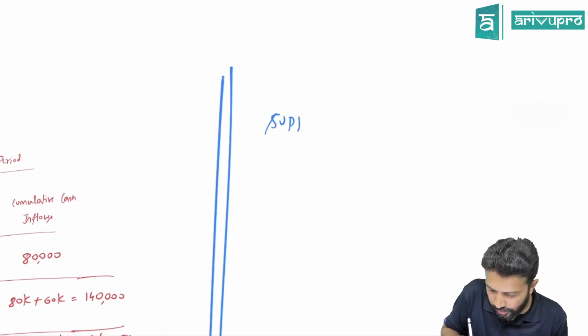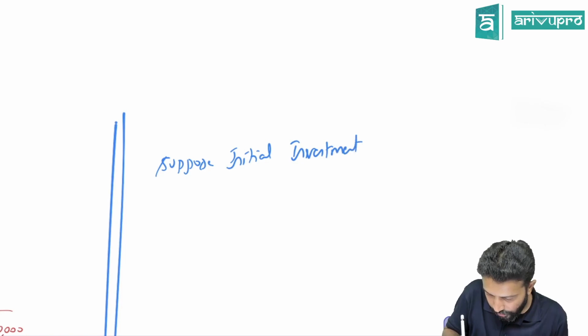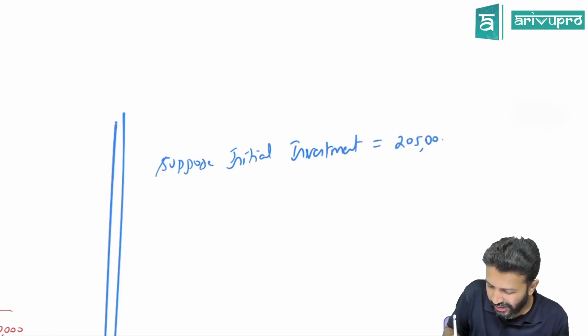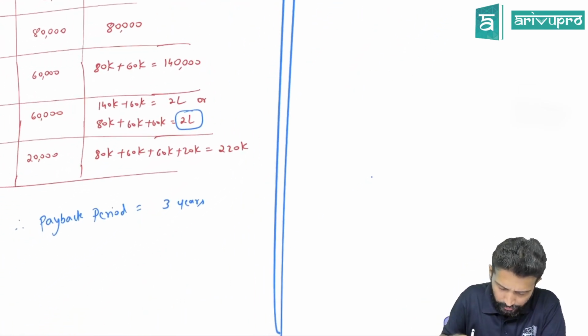Suppose initial investment was, let's maybe take it as 2,05,000. Any number is okay. 2,05,000. How it works is pretty much what he said only.